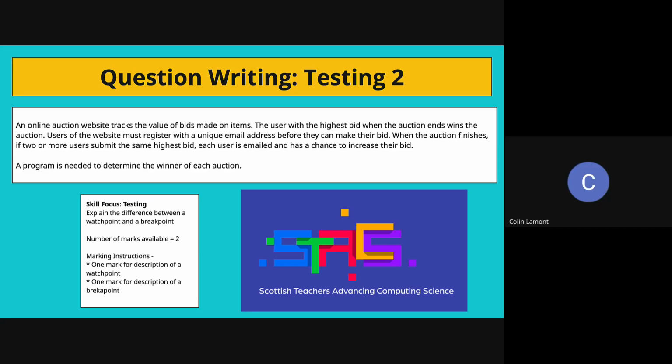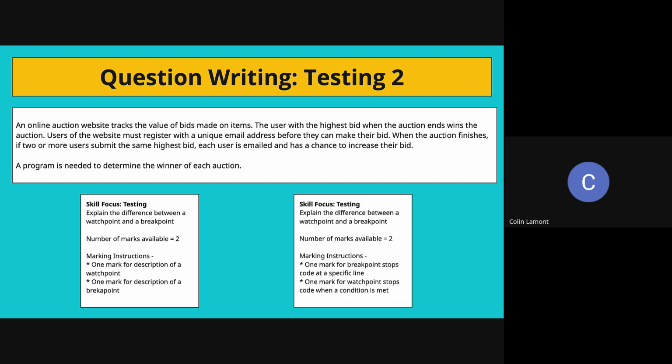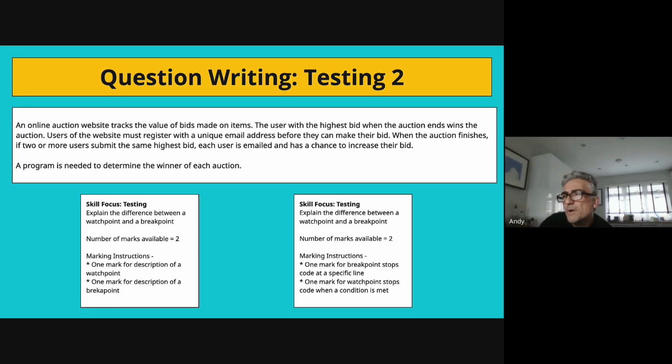No, the wording of the question's fine. You just need to maybe rethink your marking instructions. So how else could you allocate those 2 marks? So what about 1 mark for talking about a breakpoint stopping at a specific line of code, and a 2nd mark for talking about a watch point stopping when a certain condition is met?